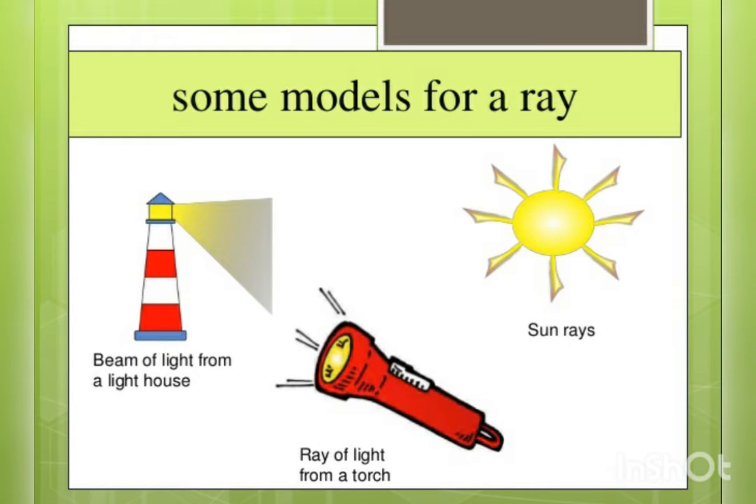Now here are some models of the ray. Beam of light from the lighthouse. As you know, a ray starts at one point and goes endlessly in one direction. Second one is a ray of light from a torch, and sun rays. These are some examples of rays.